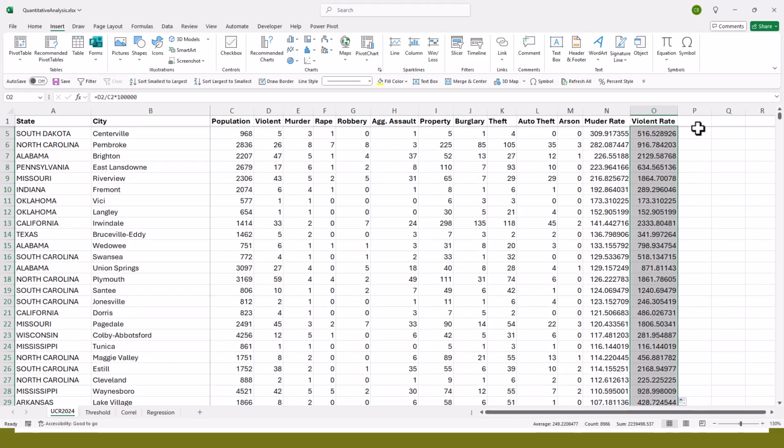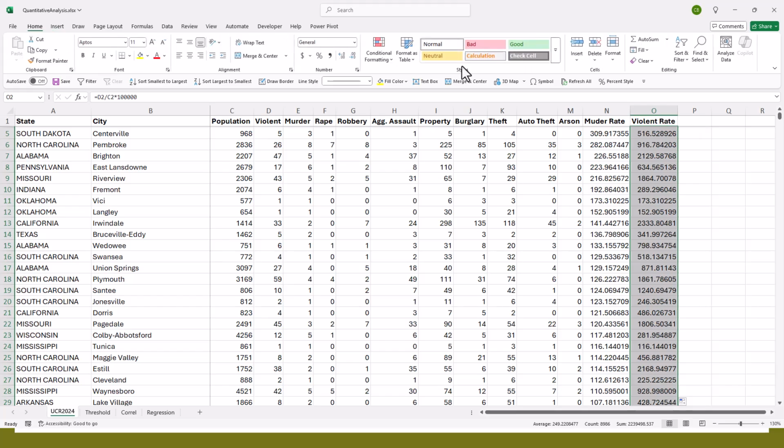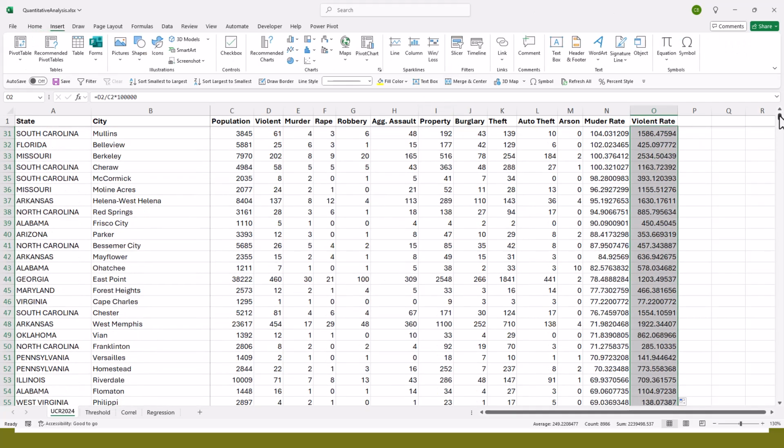So I want to ask the question, is the violent crime rate correlated with the poverty rate? Is there a correlation, a relationship between poverty and violent crime? And in order to do that, I'm going to need to collect the poverty rate for a number of cities. Now, I'm certainly not going to do it for every city on this list.